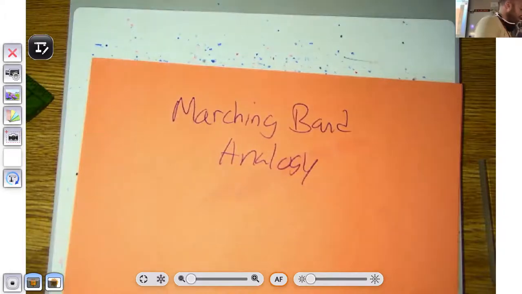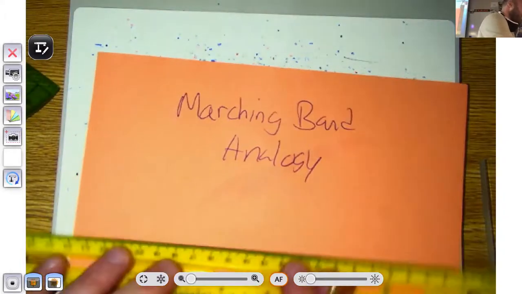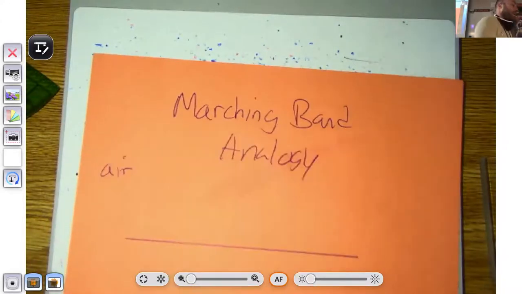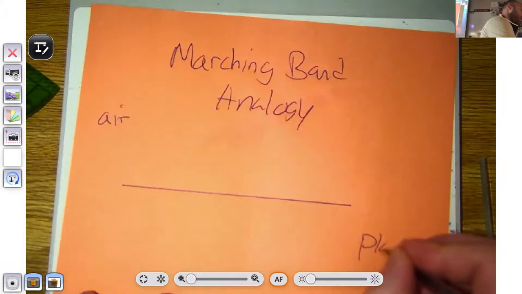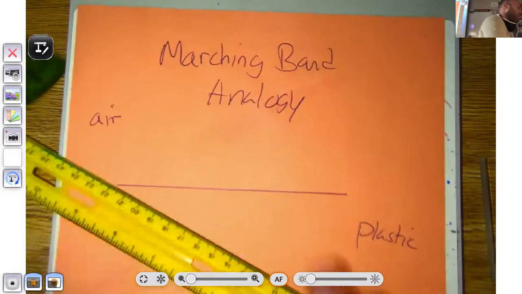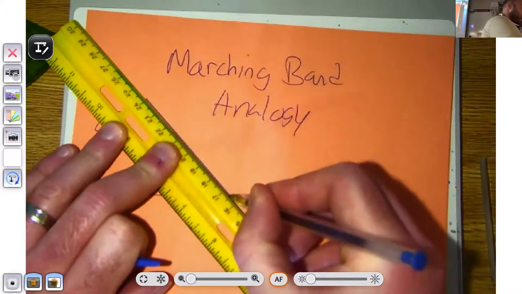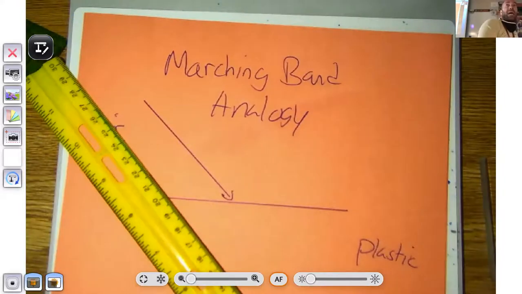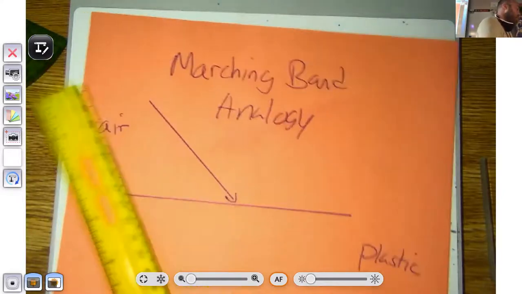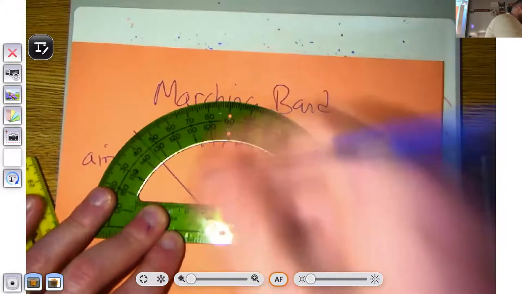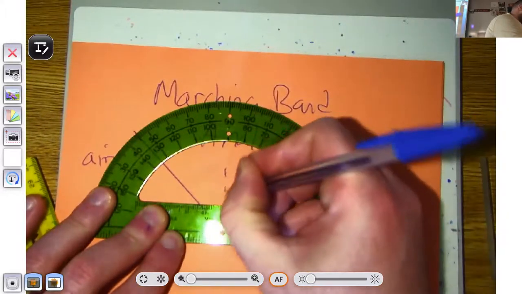Okay. So let's imagine that we are magnifying this. We're going from air into plastic, and we had a light ray that came in to our medium at an angle. And that angle, once again, we need to go ahead and draw a normal line.